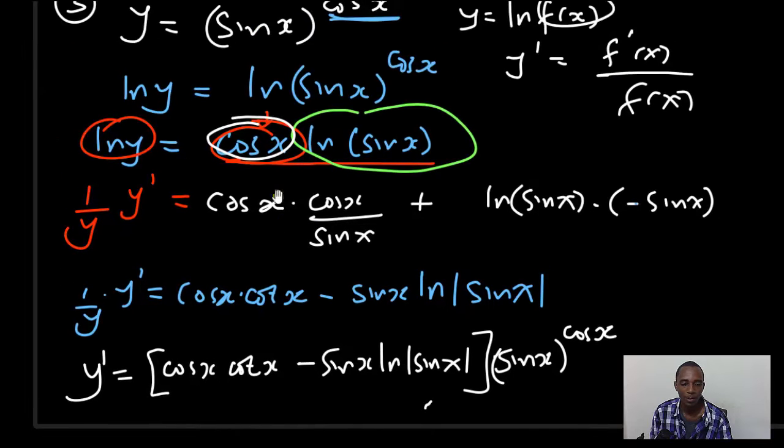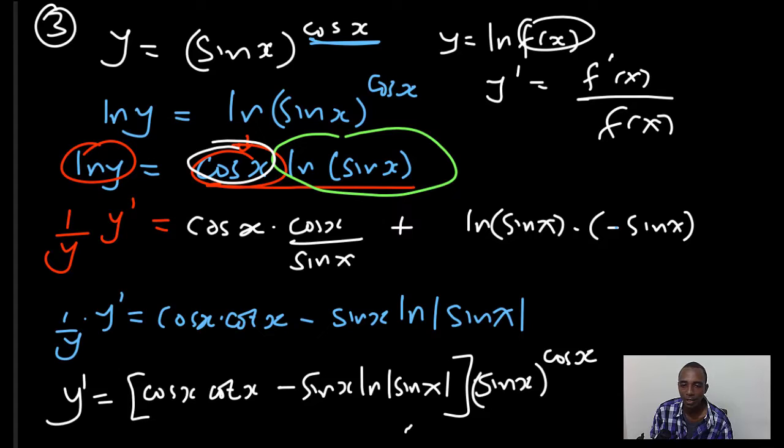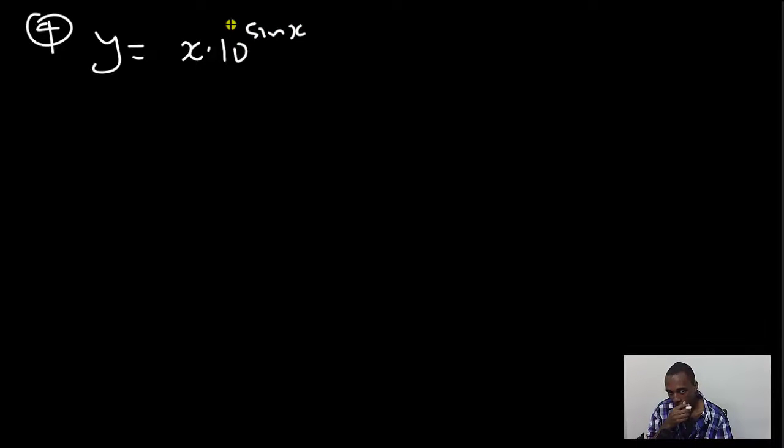Okay, so let's proceed with another example. That's going to be problem 4. For this problem, we'll have y equals x times 10 to the power sine x. Alright, so let's look at this clearly. As you can see, we have a product of two functions. We've got this function here. We also have this function here.